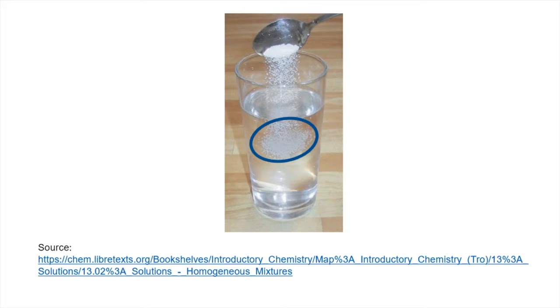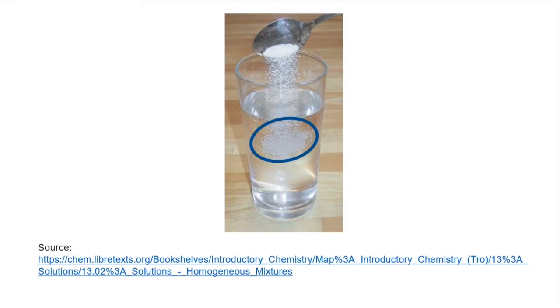If you look at the image displayed on your screen, you can see it's very easy to distinguish between the salt crystals and the water itself. So at the moment, this is not a homogeneous mixture because the salt is still solid and we can distinguish between the salt and the water. But if we give that salt enough time to dissolve, or we can even say dissociate in the water, then we're going to have a clear solution.